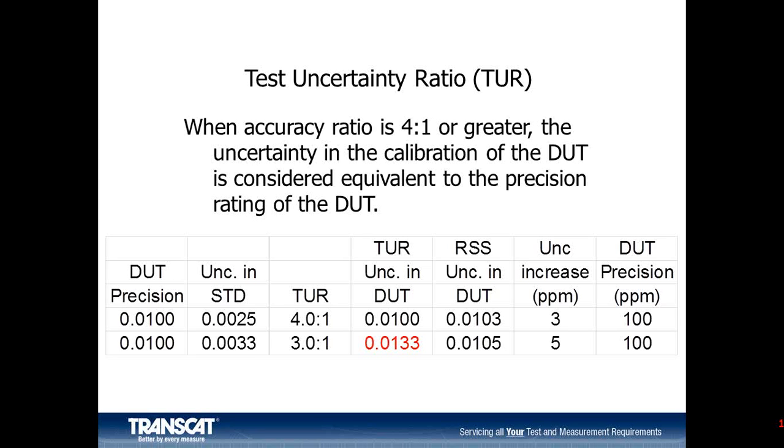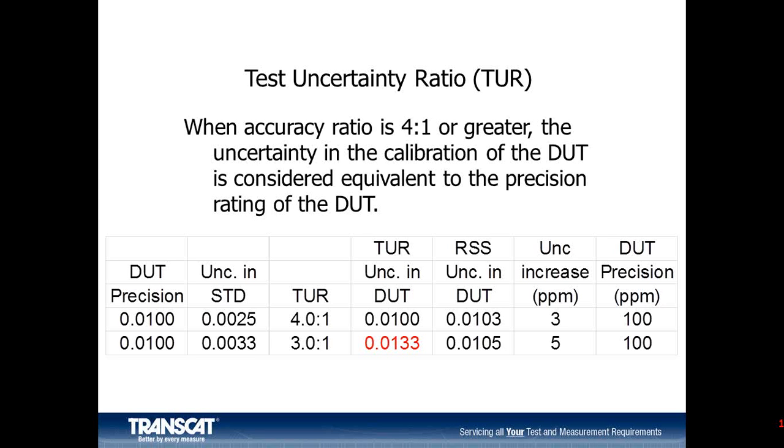It's not that if you don't have a 4-to-1 ratio, the uncertainty is higher. It only means that the ratio type assessment is not an adequate representation of the uncertainty. For example, if we take these two terms, the 0.01 for the device under test and the 0.0033 for the standard, combine those root sum square, we see that it's not tremendously higher than the rating of the device under test, 0.0105. In many cases, that increase of 5 in that last digit is going to be beyond the resolution of the device under test. So again, perhaps not statistically significant.